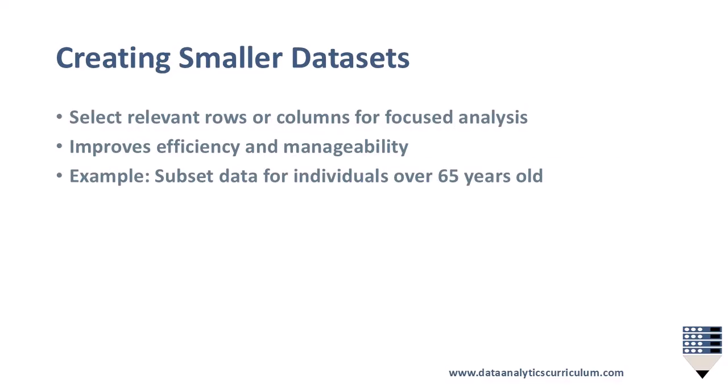Creating smaller datasets. Sometimes, restructuring means creating smaller, more focused datasets. You might select only certain rows or columns to make your work more manageable. For example, you could filter a large dataset to include only individuals over 65 years old or select only the columns relevant to income and education. Smaller subsets make analysis faster and clearer while keeping your focus on the variables that matter most.